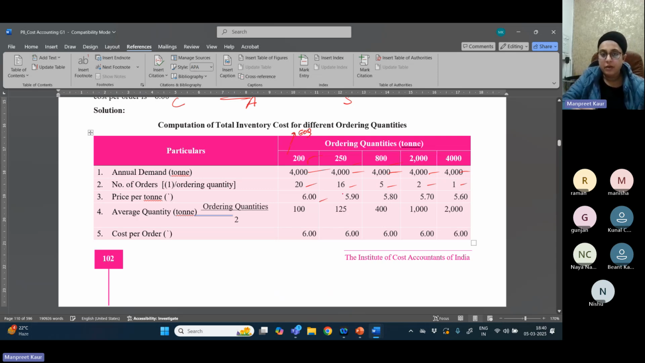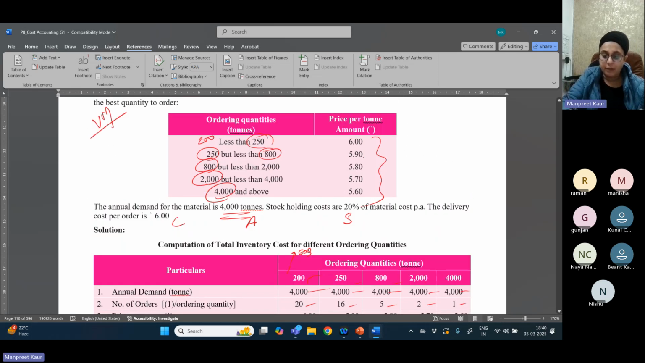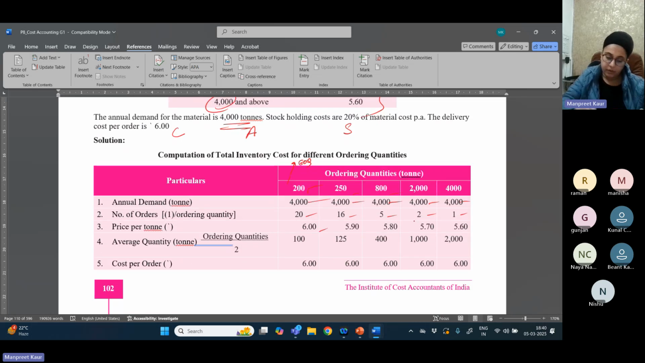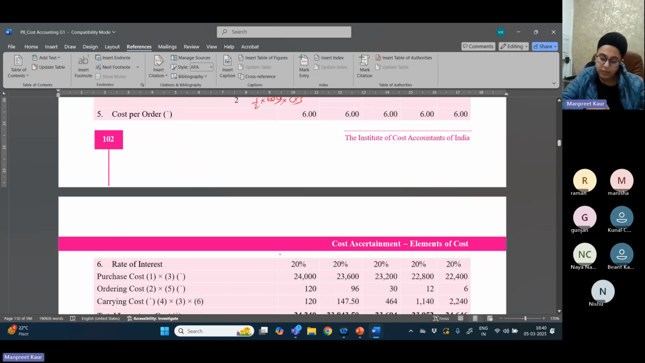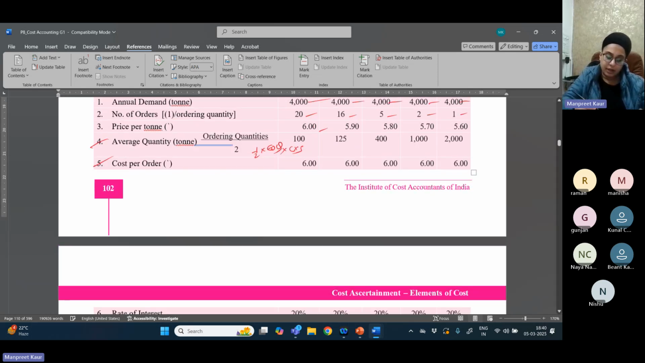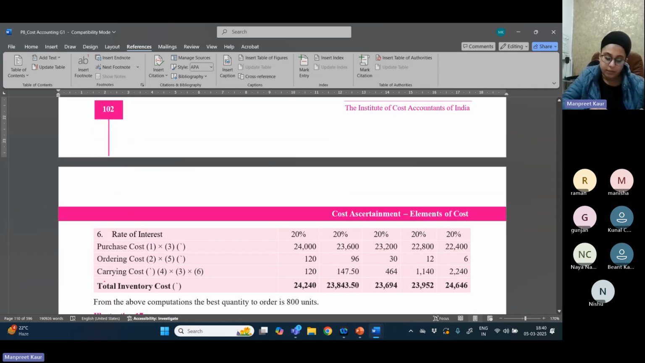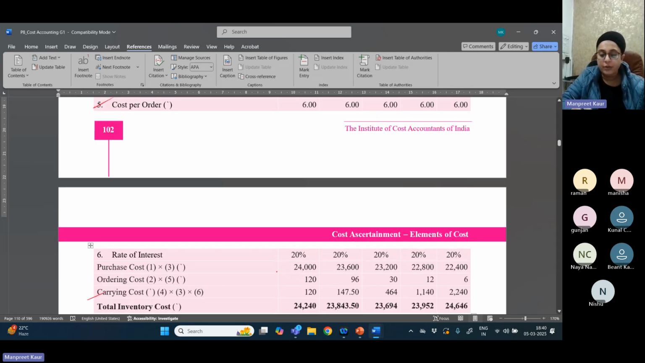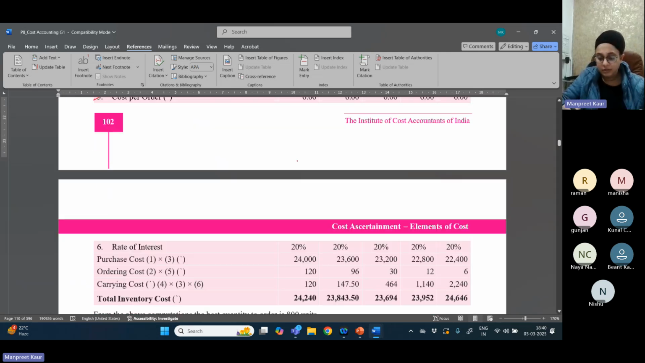The price is given here, 5.90. Now we will find the average quantity. Average quantity means half EOQ into C into S. C into S means the rate of interest. If we compute the carrying cost directly, it comes to half EOQ into C into S.